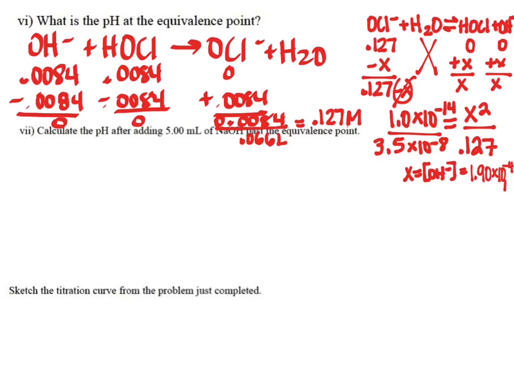1.90 times 10 to the negative 4 moles per liter, which means our pOH is 3.72, and our pH therefore is 10.28.